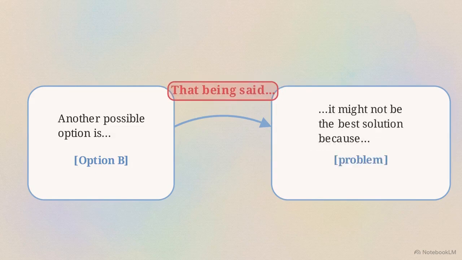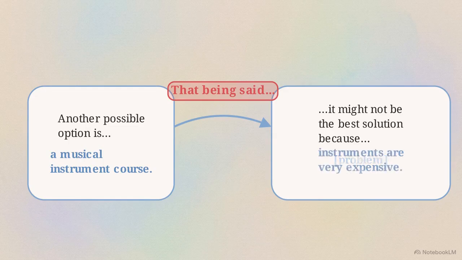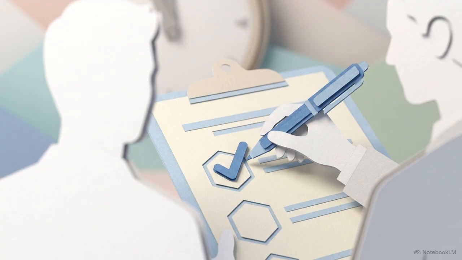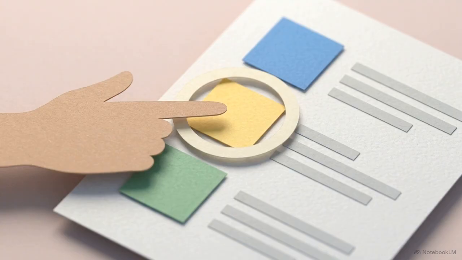Applying this to our second option, another possible option is a musical instrument course. That being said, it might not be the best solution because instruments are very expensive. Using transitional phrases like that being said demonstrates that you can link your ideas with variety, which is a core requirement for a C1 score. Now that you've cleared the incorrect options, you move to step 4. This is where you declare your choice and provide a robust defense.